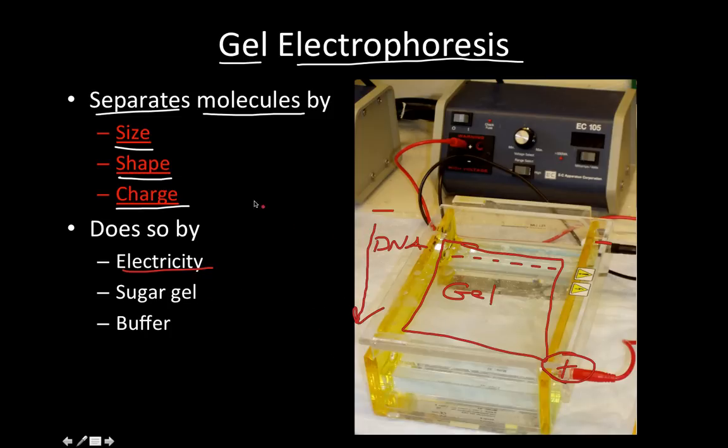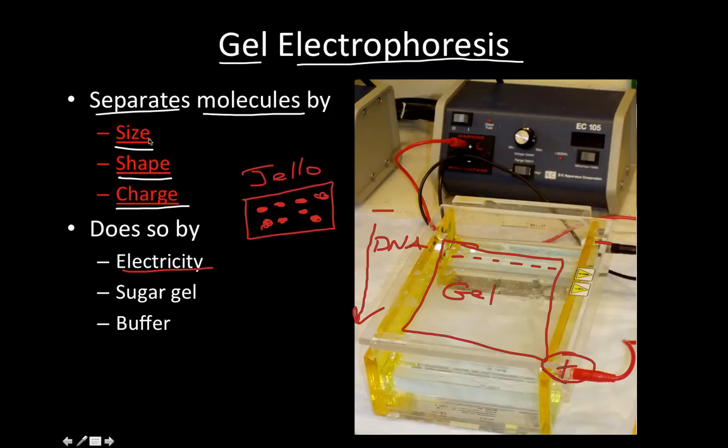Now, the sugar gel. If we were able to look at it through a microscope, there are all these sugar molecules that are in the gel and make up the gel and help solidify it. Kind of think of Jello. It's very similar in consistency.